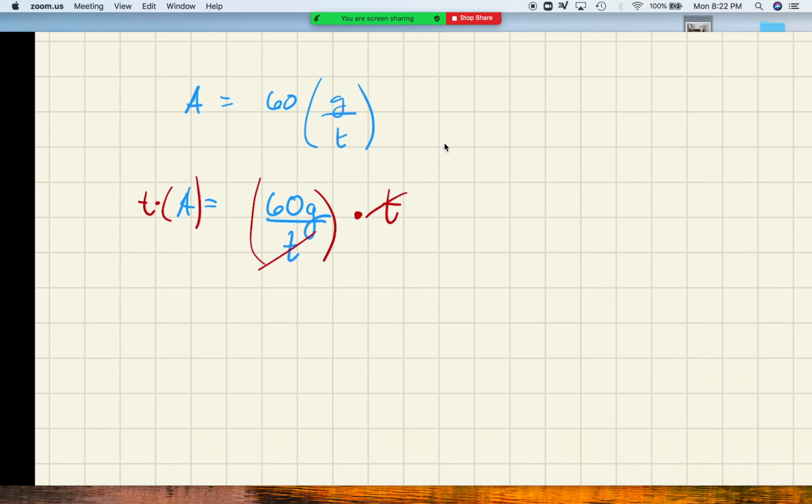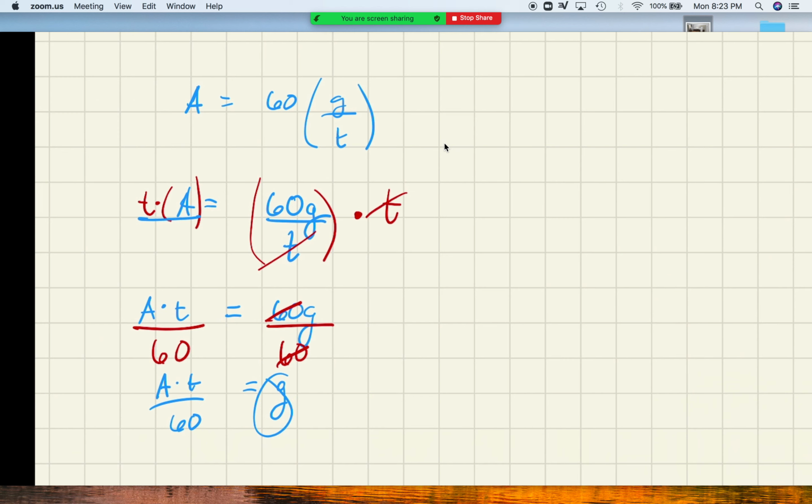So that would cancel out there, and I would have 60g equals t times a, that's the same thing as a times t. You could write t times a, it doesn't matter. You can flip them around. Okay. So that was dealing with the thing farthest away, and then the next thing is the 60, and I think you know what to do there. You just divide by 60, so that cancels out, and then you have g equals a times t over 60, or at over 60.